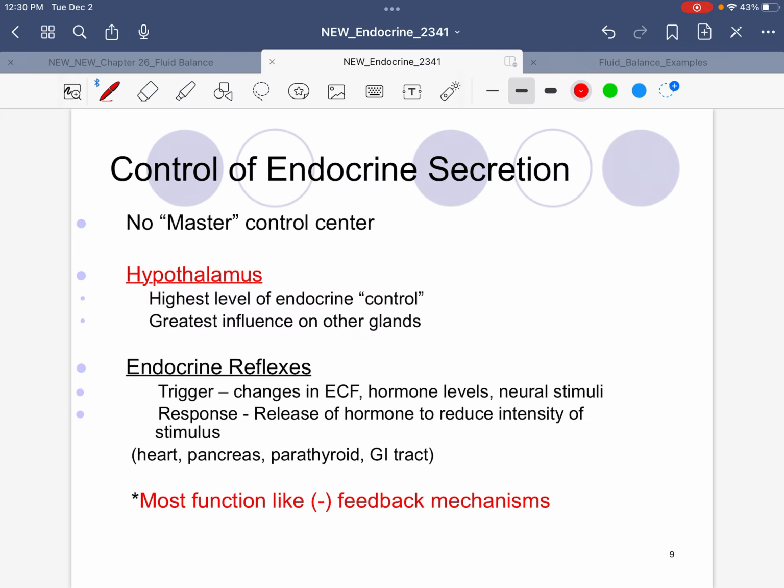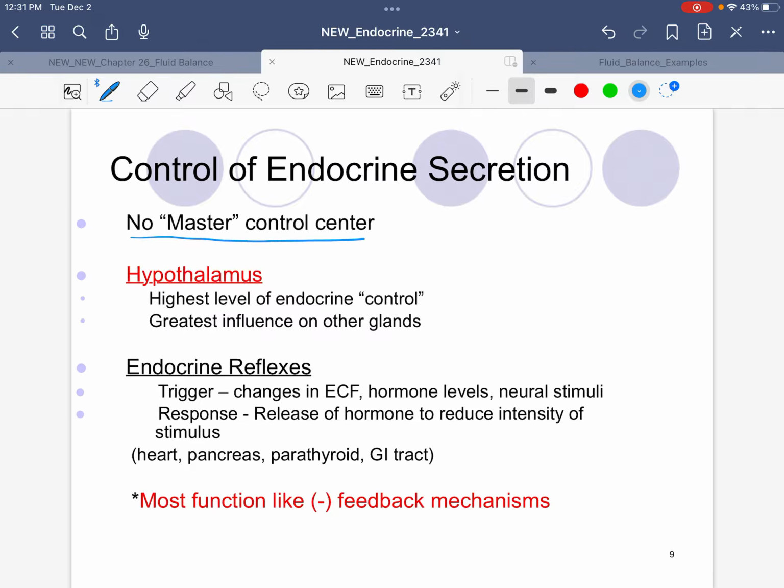Unlike other body systems that had one master control center, the endocrine doesn't. Remember, the endocrine has a series of glands spread all throughout the body, from the brain to above the kidneys, to above the heart, to the groin region. And there's not one master control center. The nervous system does have a master control center, which is the brain, of course. So the endocrine doesn't have one control center.